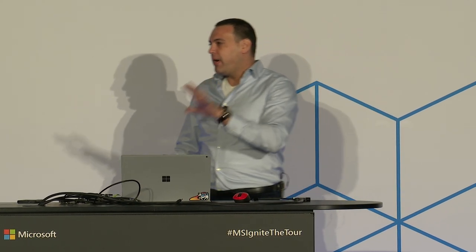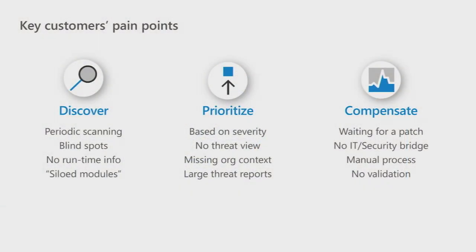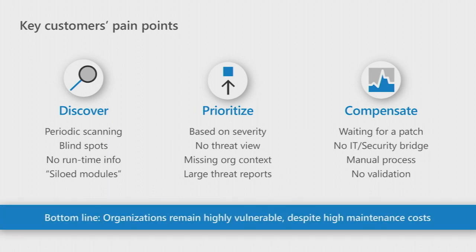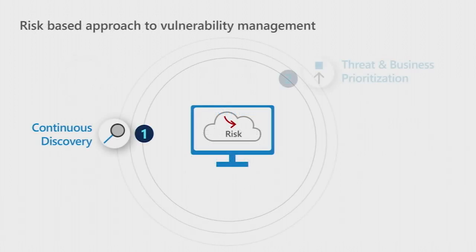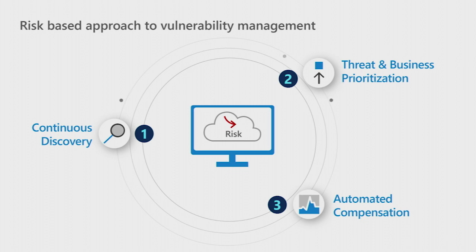So when you're thinking about these three pain points of discovering, prioritizing, and mitigation, customers are suffering today. And obviously, with Microsoft, we want to help them. And for that, we're introducing a new approach to vulnerability management. This is a risk-based approach where we detect, prioritize, and mitigate vulnerabilities in your organization automatically and continuously.